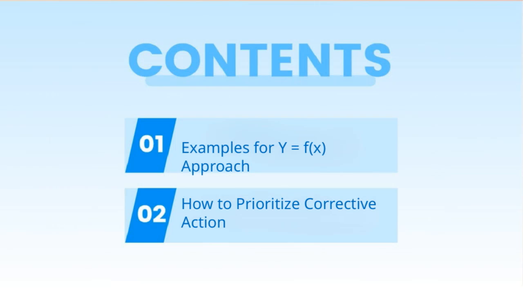Let's take a closer look at how to prioritize corrective actions effectively, especially when we think of it through the lens of the y equals f of x approach. What does that mean in practice? Well, it's about understanding the relationship between different variables and their impact on our overall process. By mapping out these relationships, we can identify which issues are most critical to address first. This approach helps us focus our efforts where they'll make the biggest difference, rather than spreading resources too thin.